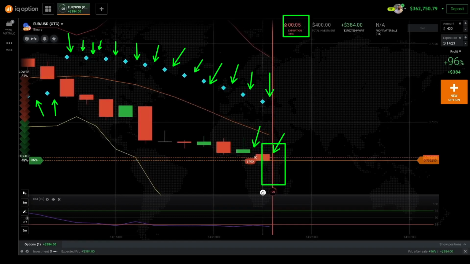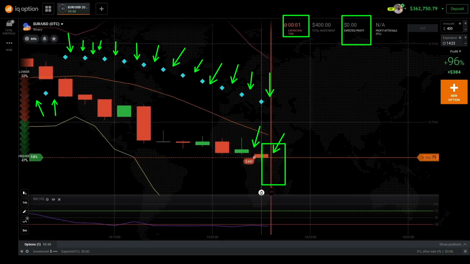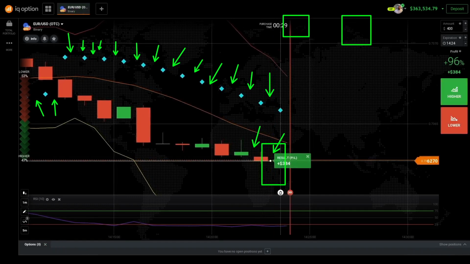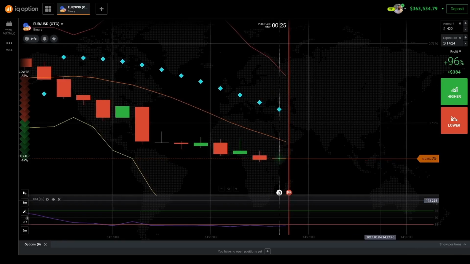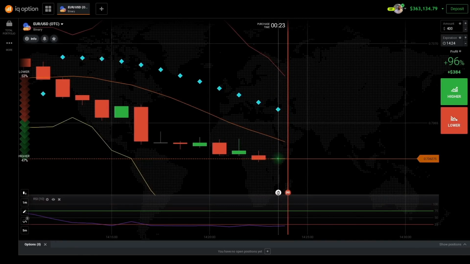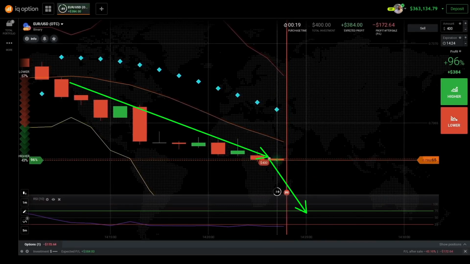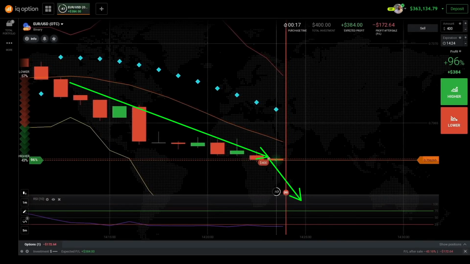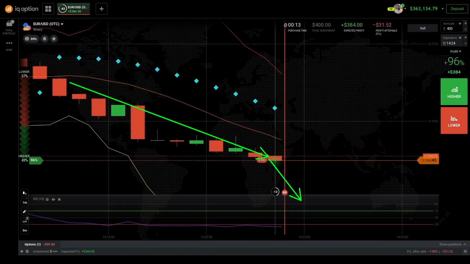So I still have 5 seconds. I'm making 384. Wait a minute. Yeah, just as expected. I was 100% sure. Let's open another trade. So the trend is continuing. All right, here we have a red candle.